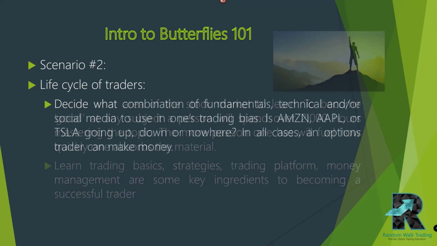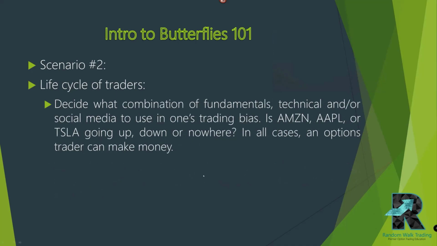So the other thing is to decide what combination of fundamentals, technicals, and/or social media content. This is something that came up in one of Jack Schwager's Market Wizards books. There's a trader he profiled who was just using social media. He wasn't using technicals, wasn't using fundamentals, but he's using social media feeds to judge which way stocks would go up or down, and he's quite good at it.